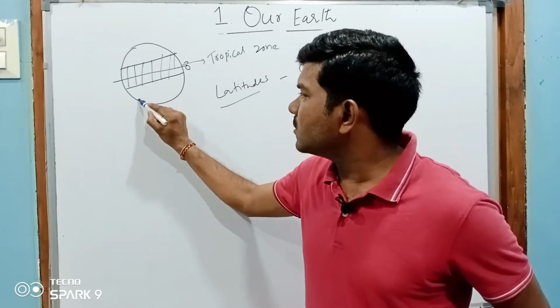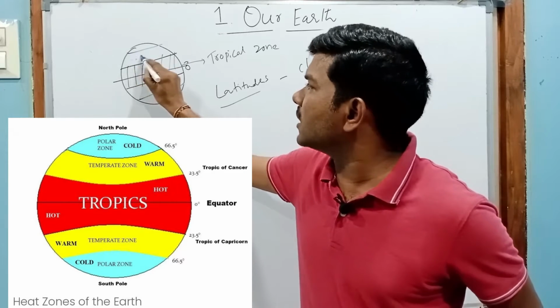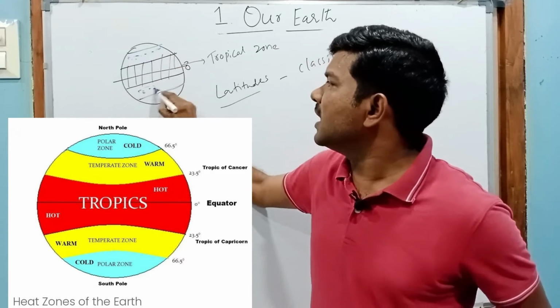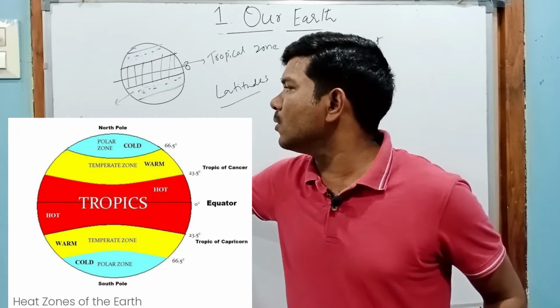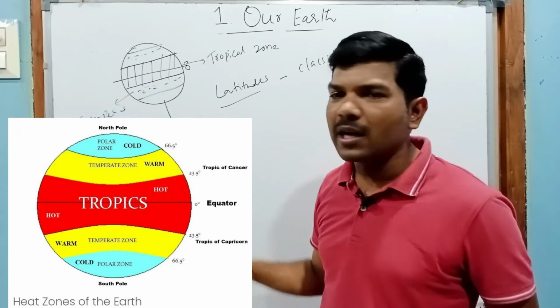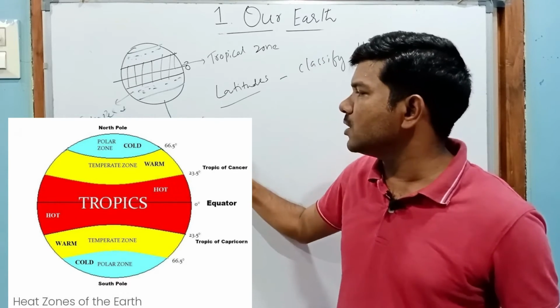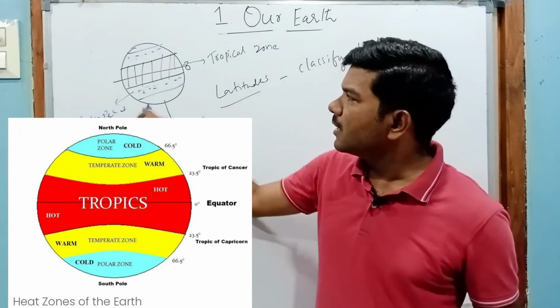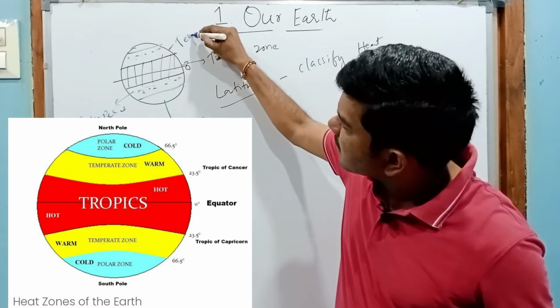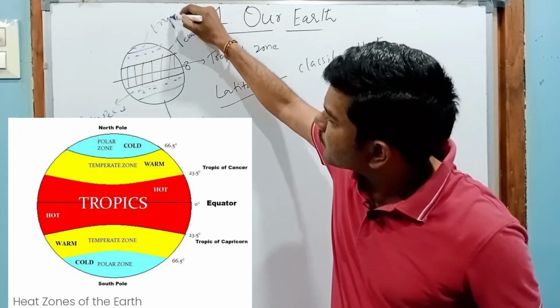And this area, we are calling this temperate zone. And the final zone is called the frigid zone. This is the frigid zone, this is the temperate zone. Here, this is also a temperate zone, and this is again the frigid zone.